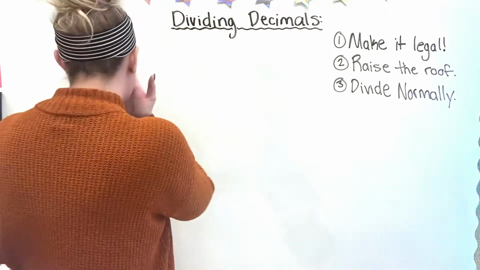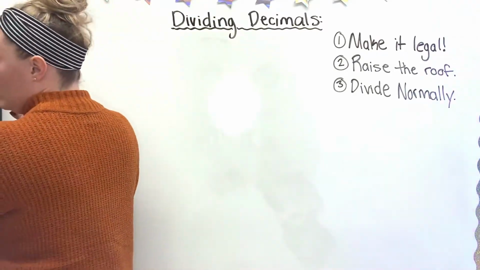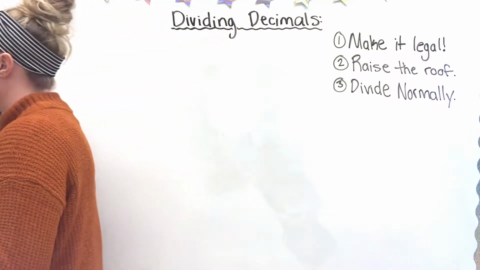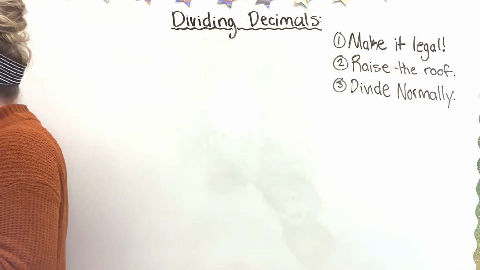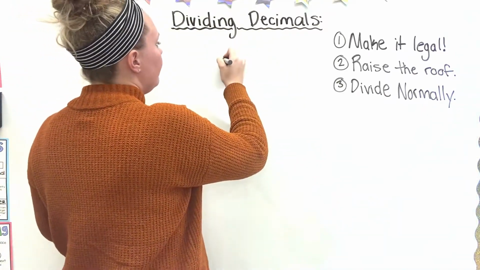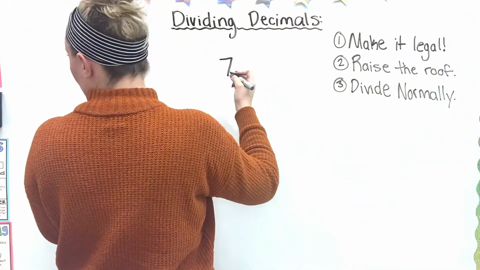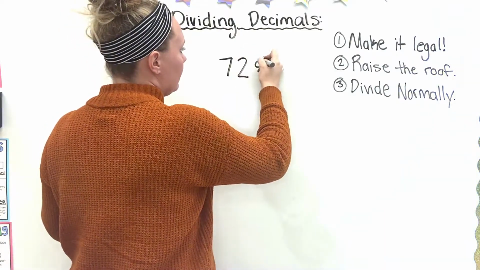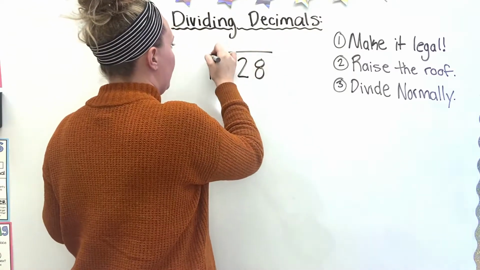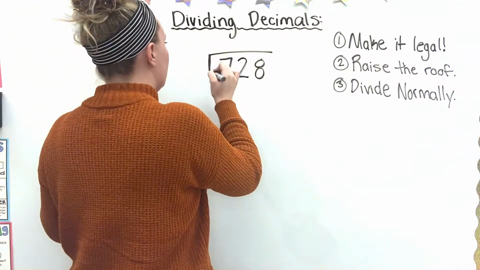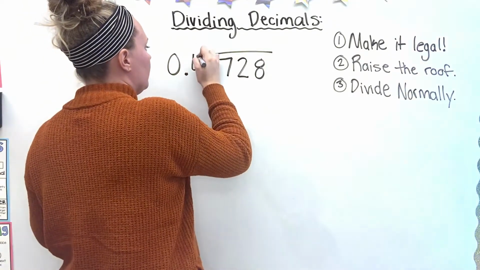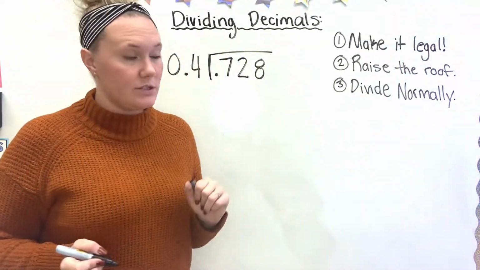So let me see here. If you wonder why I keep looking over here, I have a little post-it note that has the problems I want to do on it. So let's do 728 thousandths divided by 0 and 4 tenths. Let's start there.